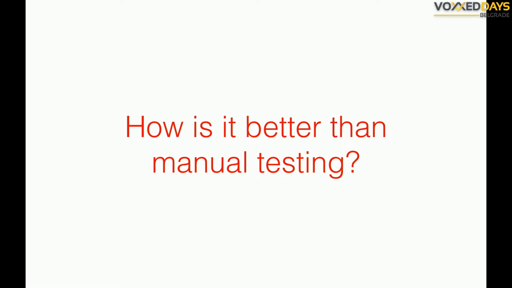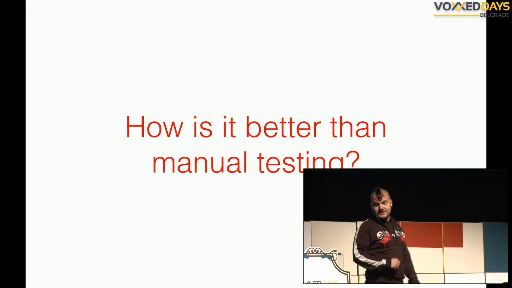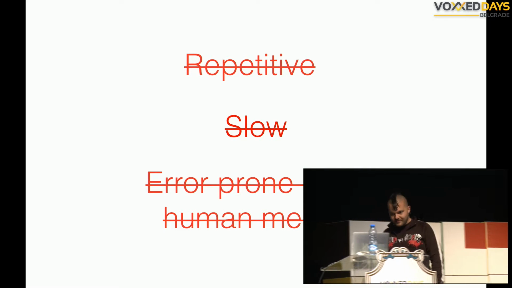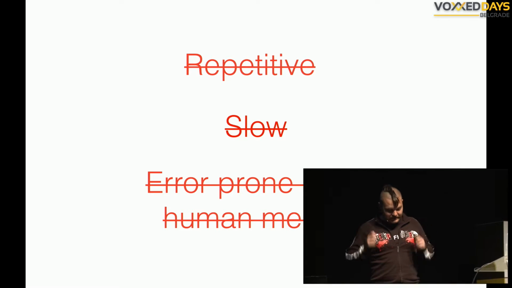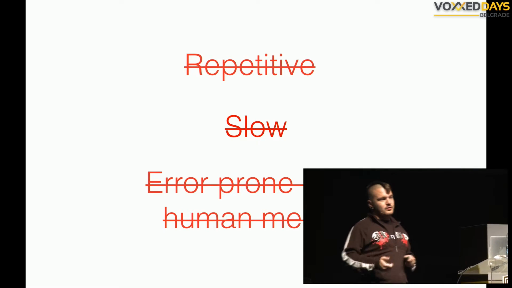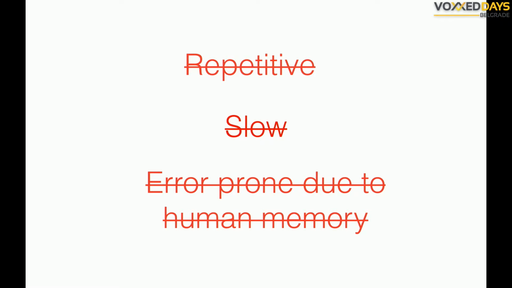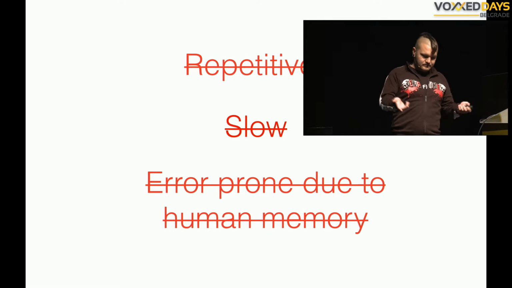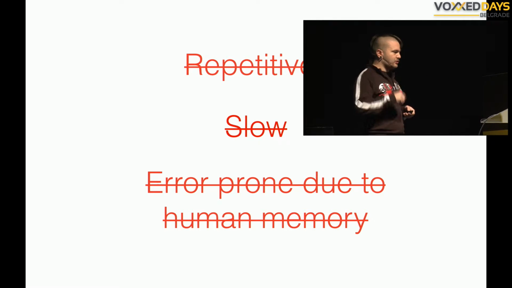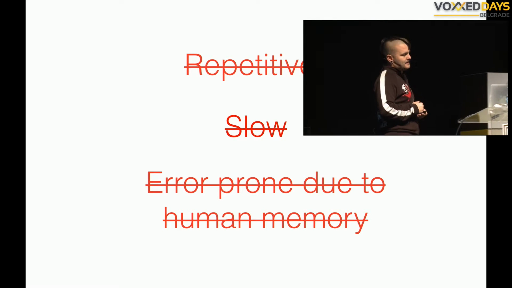So how is it better than manual testing? We said that manual testing has 3 characteristics. And first, it's not repetitive. I mean, it kind of is, but computers don't mind repetitive tasks. They're really good at it, and they don't complain. It's not that slow. Computers are way faster than we are at clicking, and they're not error-prone due to human memory capacity because you write something down, you push it to your Git repo, it stays there.